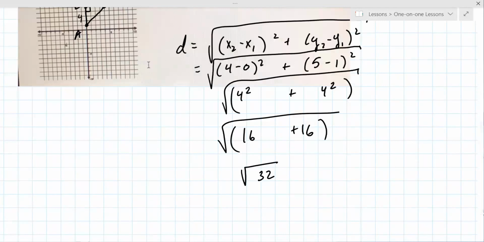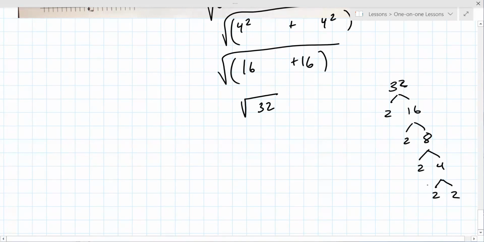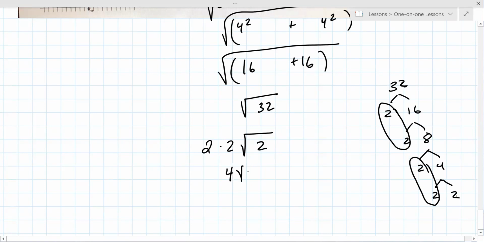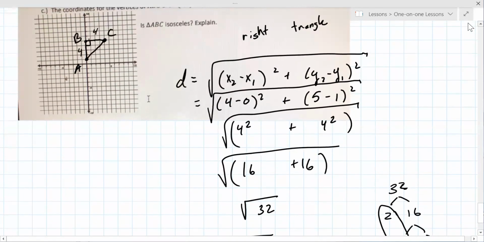Do you remember how to break that apart? Not quite. Okay, so you break it out into what's called its prime factorization. So start with 2: 2 times 16, 2 times 8, 2 times 4, 2 times 2. These are all prime numbers on the leaves here. So you circle pairs. For each pair, you bring a number out. So for this pair, you bring a 2 out. For this pair, you bring a 2 out, and you square root whatever is left over, square root 2. The reason we did all that was to find the distance of the hypotenuse, which is 4 square root 2.